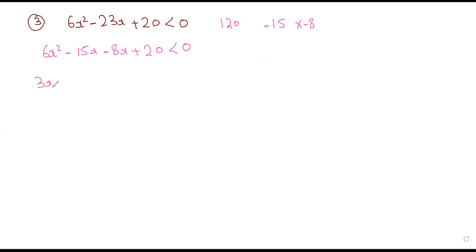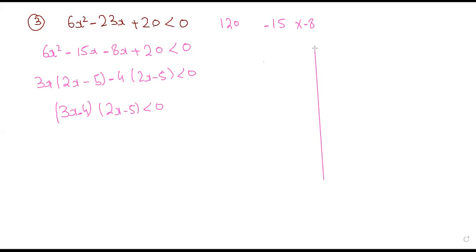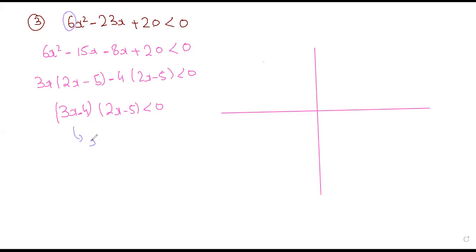And 3x would give me 2x minus 5 minus 4, and then 2x minus 5 is less than 0. And finally, I would get 3x minus 4 into 2x minus 5 less than 0. Okay, once I'm done with the factorization, I am going to make the graph. So for the graph, I need to look at the coefficient of x squared, that is positive, and it would give me x equals 4 by 3 and x equals 5 by 2.